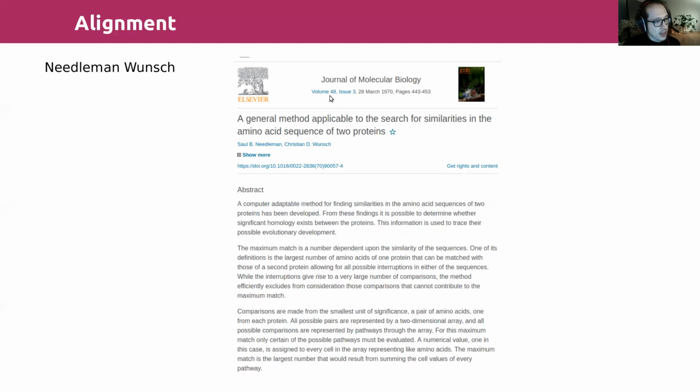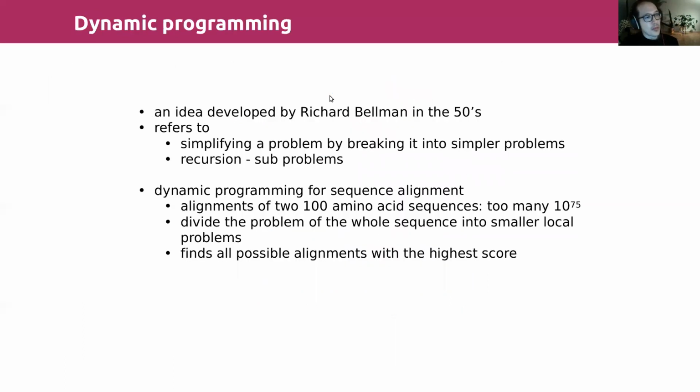The first of these kind of algorithms that came about was the Needleman-Wunsch algorithm from 1970. And this was building off of an idea from the 50s called dynamic programming. And this was the idea that certain problems could be solved by breaking them recursively over and over and over again into simpler subproblems. So for sequence alignment, this is very important, right? Because, we already said this, for two amino acid sequences, if they're 100 amino acids long, you have like 10 to the 75 different alignments that are possible.